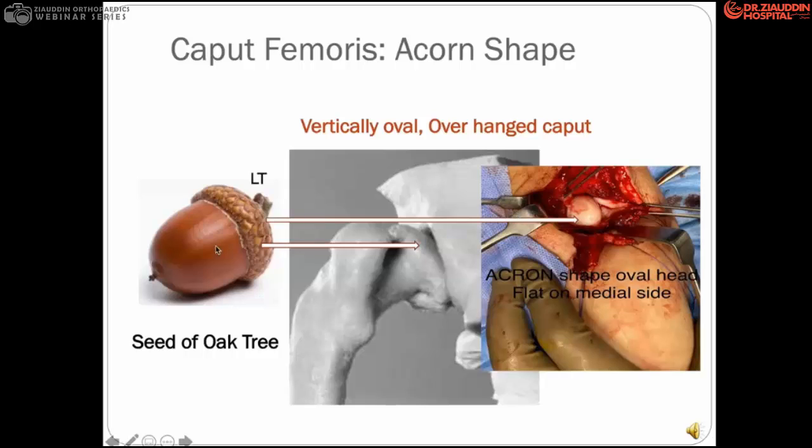In the next slide we can see the acorn shape, and this is the ligamentum teres in the femoral head. You can see here, the shape is similar, and there is an overhang, hypertrophied. This is the femoral neck, and here is the overhanging, hypertrophied, vertically enlarged, oval head, and then the ligamentum teres, which is straight. And here is the thick capsule. You can see how thick the capsule is. So this is what we call acorn shape. Acorn shape is flattening on one side and rounding all around.